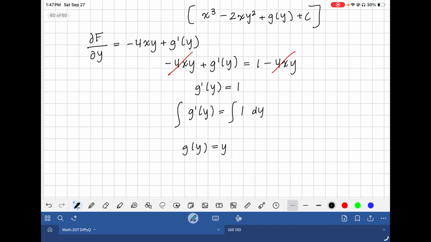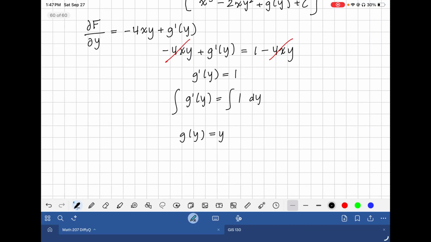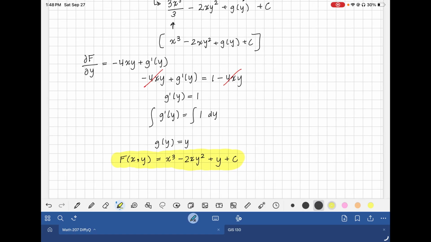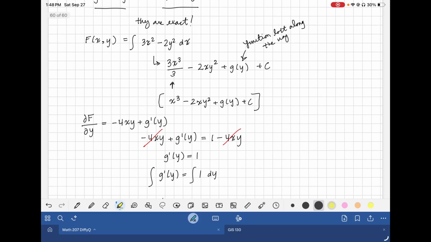So now we can rewrite our original function, and that is going to be f of xy is equal to, let's see, x cubed minus 2xy squared plus y plus c. And that is going to be the solution of this exact equation. It was very convenient that they were exact and we didn't have to find any integrating factor.